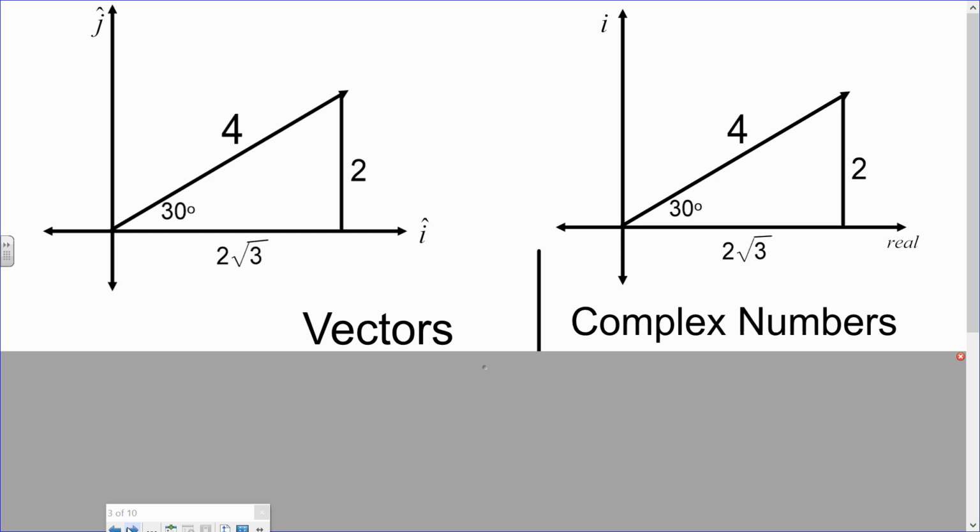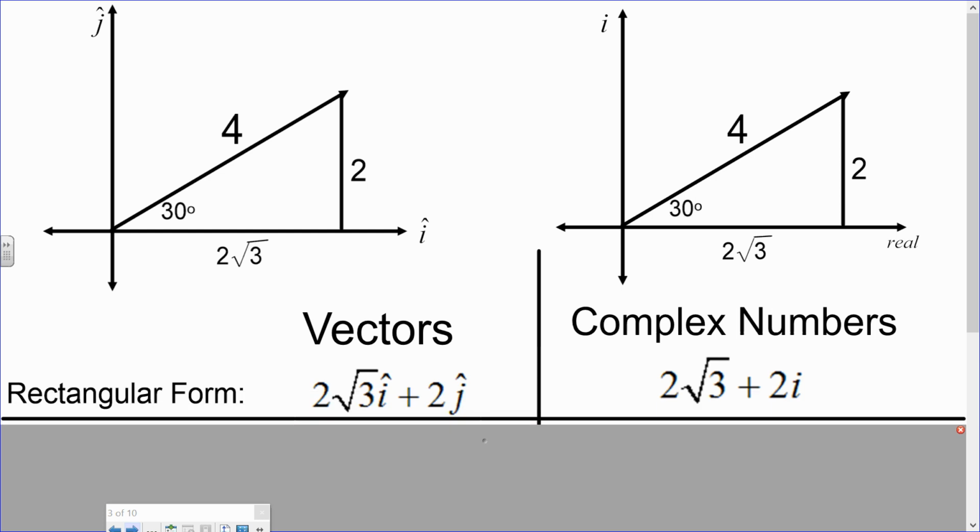When it is complex numbers, i is vertical. When it is vectors, i hat is horizontal. So be careful with that. So if we wanted to do this one as a vector, it would be 2 root 3 i hat plus 2 j hat. And this one, from what we just talked about on the previous slide, would be 2 root 3 plus 2i.